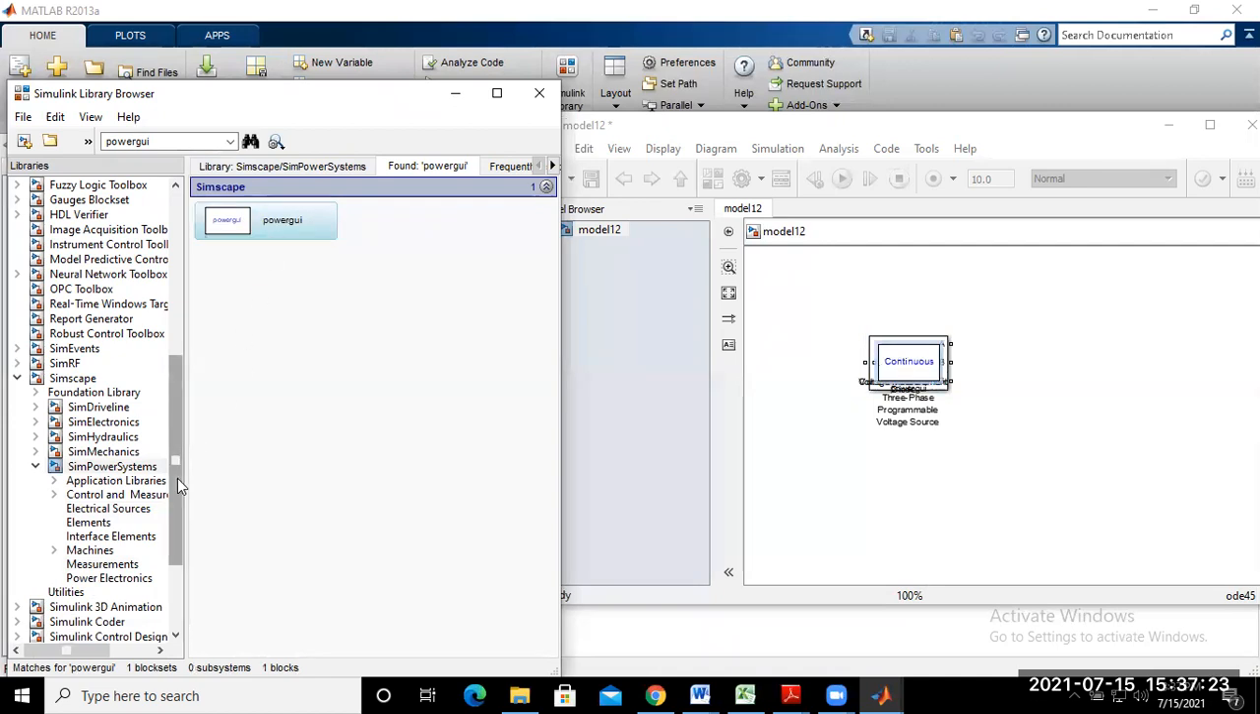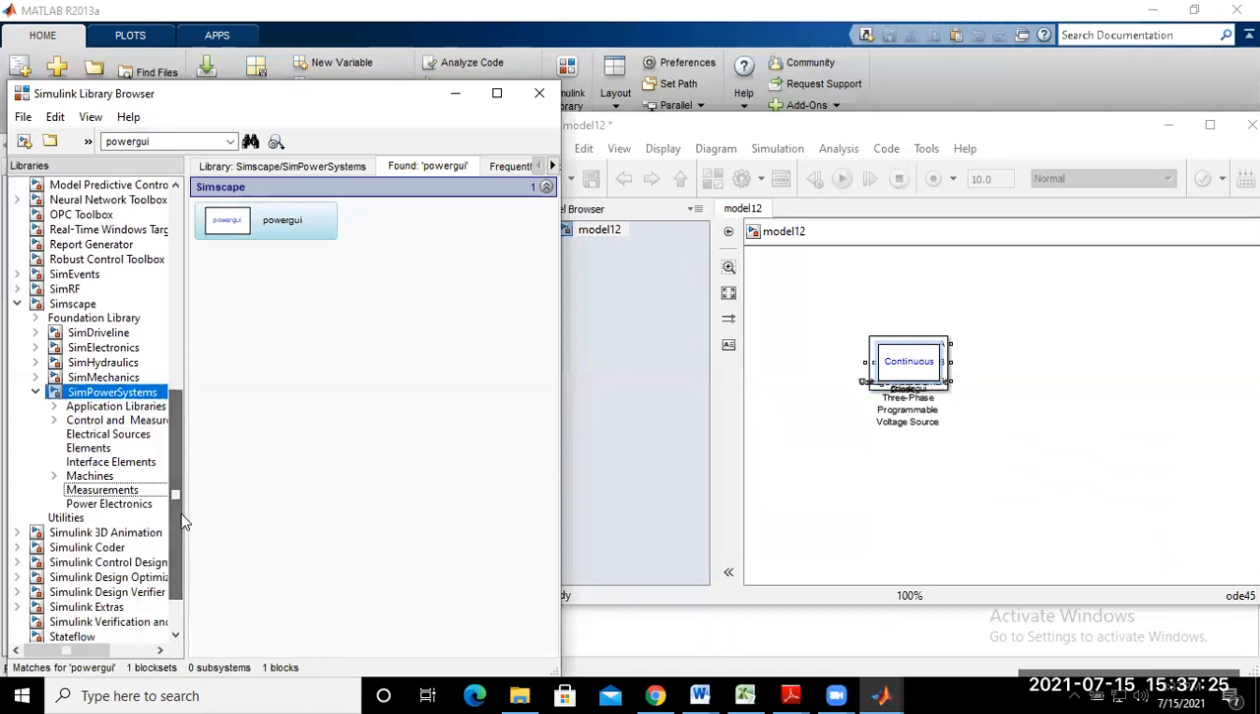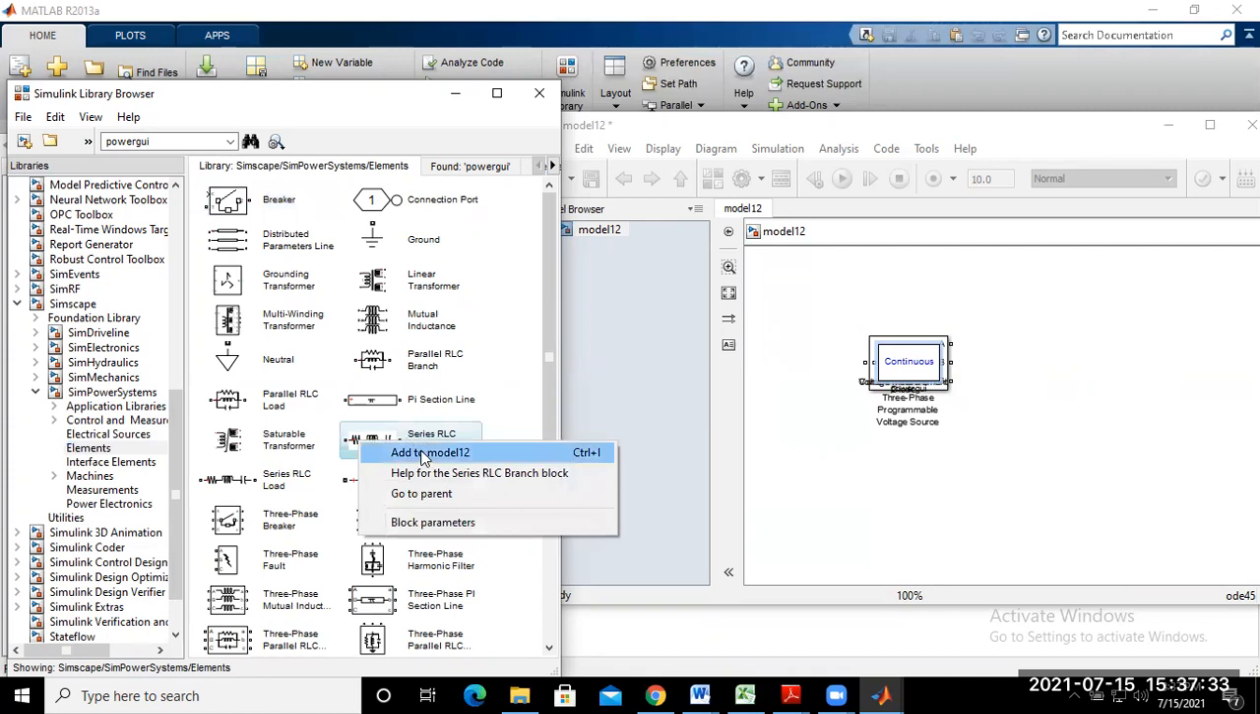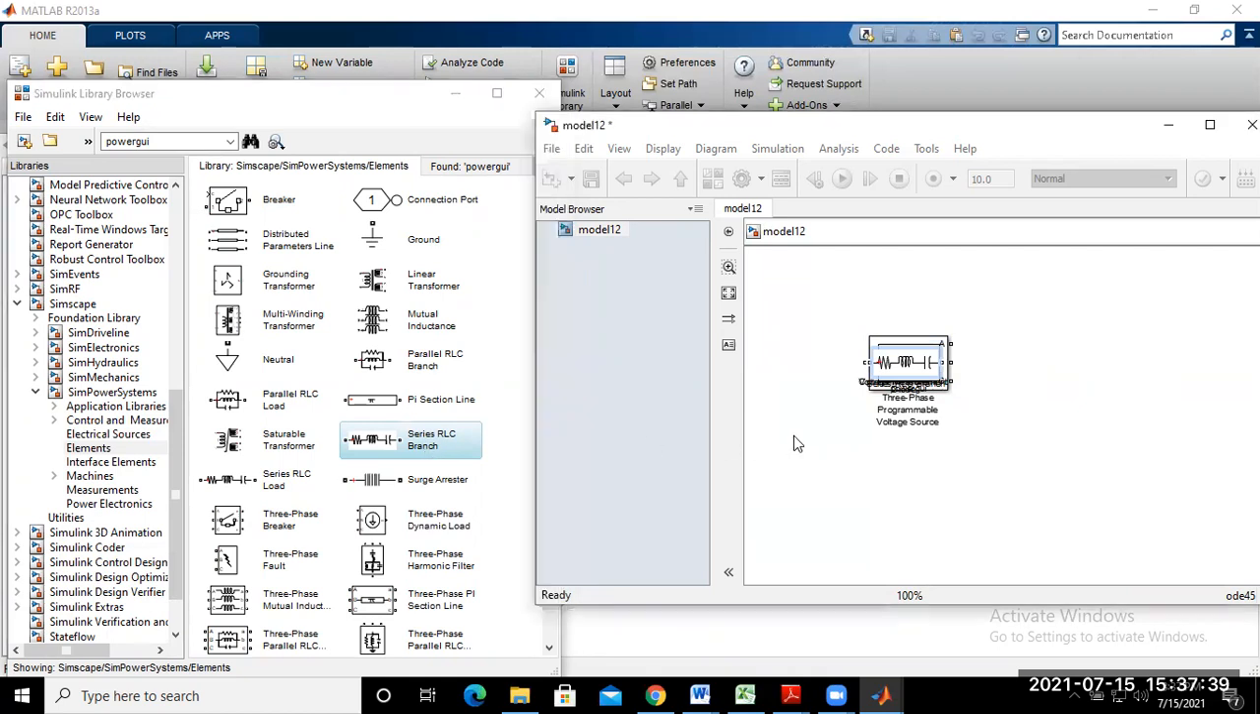Again go to the load, the RL load. So go to the elements. Various types of electrical elements are available here. So just select this RLC and add it to model number 12. Now just go to model number 12 and simulate the circuit.